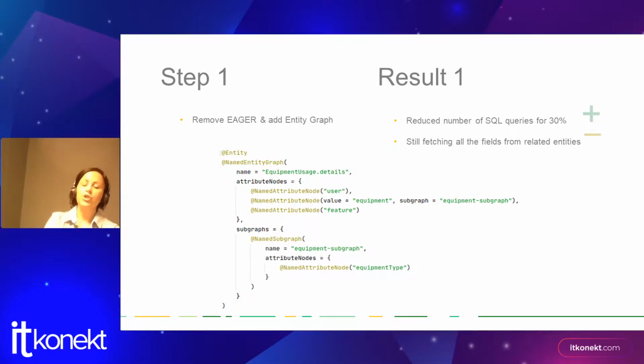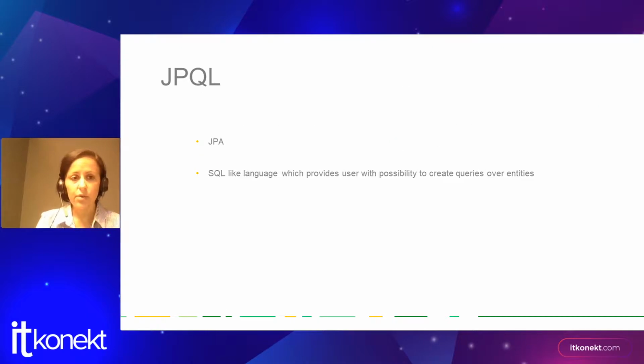What we achieved here was a reduction in the number of SQL queries of about 30%, which was okay, but not enough. The other downside of this approach was that we still had the additional fields from all the entities, and we didn't want that. So the next thing was to try JPQL.